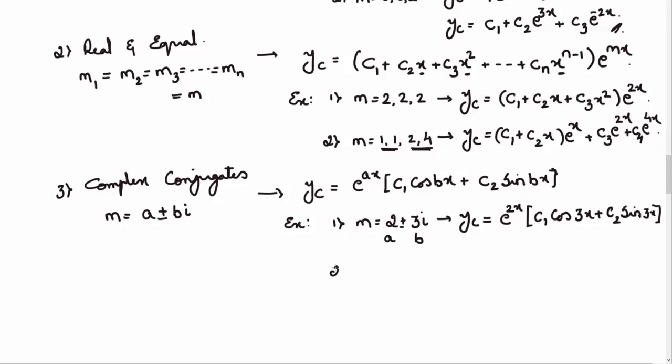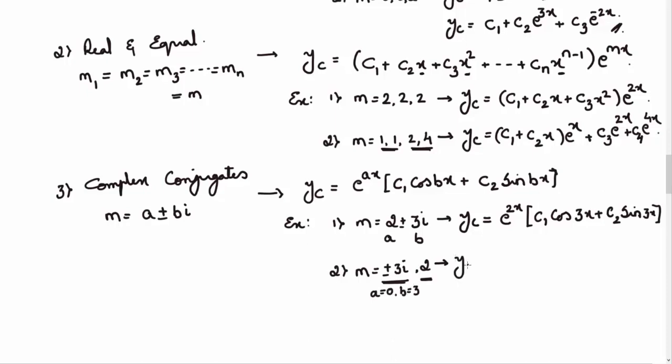And again, if I am having the roots as m equals plus or minus 3i and 2. So plus or minus 3i is a complex conjugate and 2 is a real number. So for the complex conjugate, we'll be writing with the third type. So here the value of a is 0 and the value of b is 3.